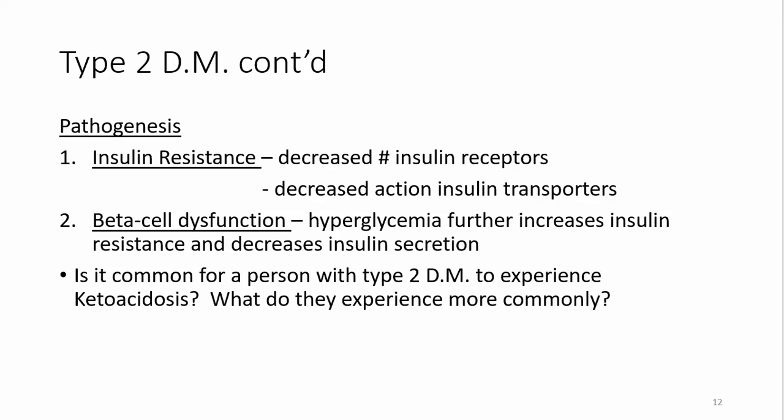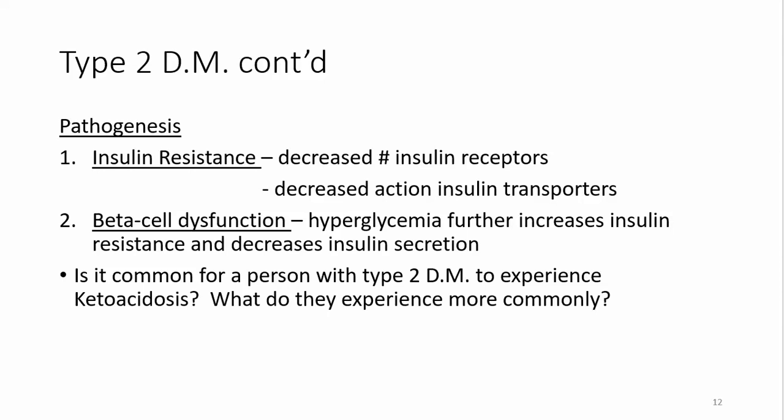Now, like I've already said, at first you get a decrease in the number of insulin receptors, and we call this the insulin resistance part. So when you get fewer receptors, you get fewer transporters, and less glucose moves in. And the hyperglycemia that results from that causes an increase in the amount of insulin produced, which really doesn't have very much effect. It actually increases the insulin resistance, so it becomes a positive feedback.